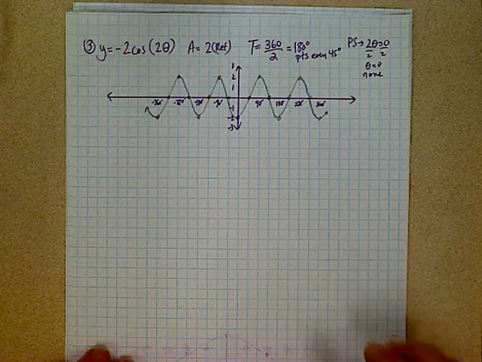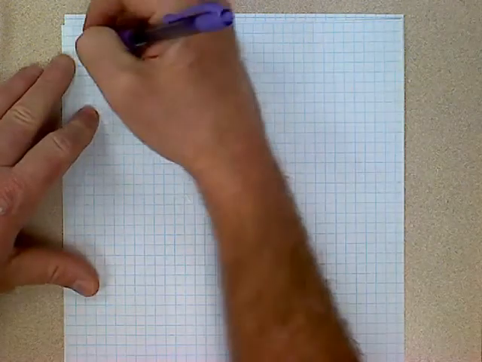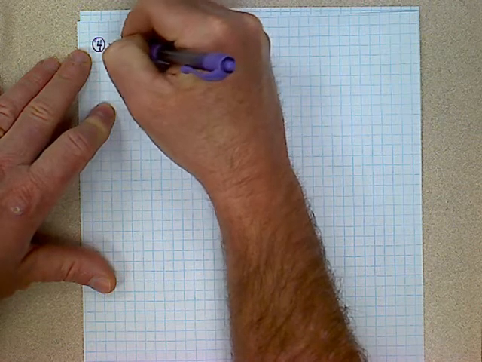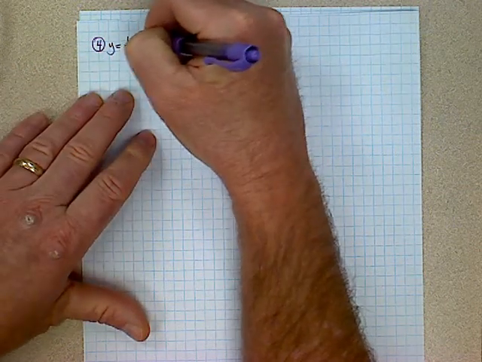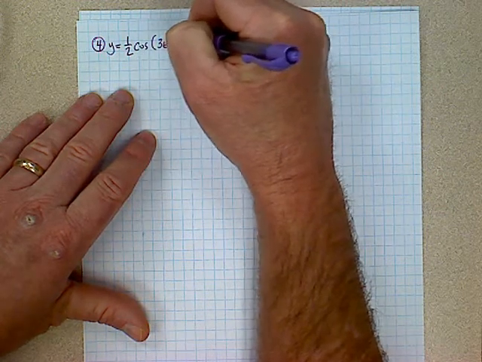All right, and now the final graph in this set. I'll start a new paper for you. This is our fourth and final. It's going to be a cosine graph again. The cosine graph that we're going to do is, here it is, number 4, y equals 1/2 cosine of 3 theta minus 90 degrees.